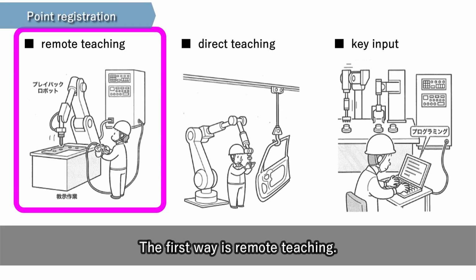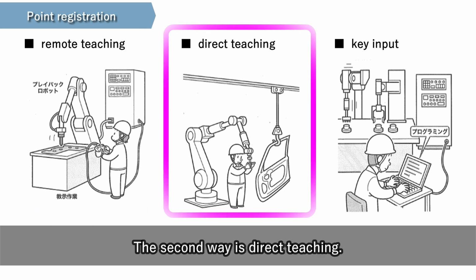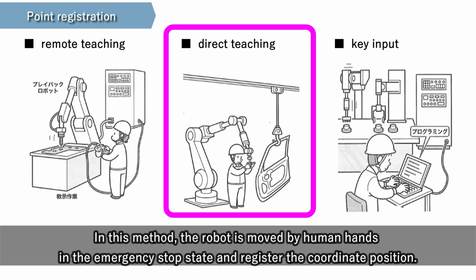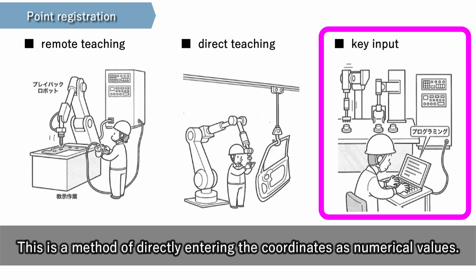The first way is remote teaching. This is a method to move the robot to the target position by jog operation and register the coordinate position. The second way is direct teaching. In this method, the robot is moved by human hands in the emergency stop state and register the coordinate position. The third way is key input. This is a method of directly entering the coordinates as numerical values.